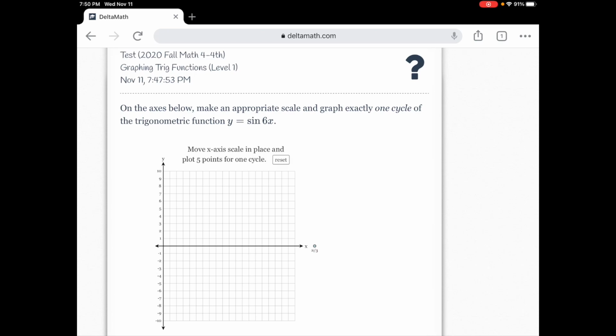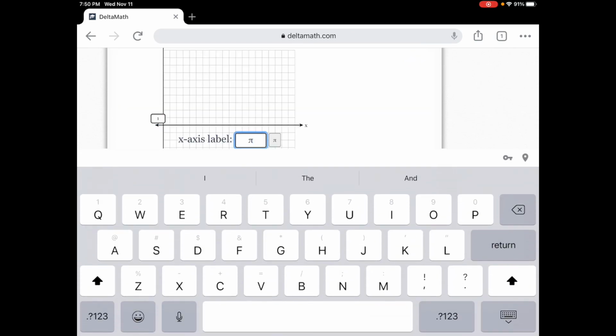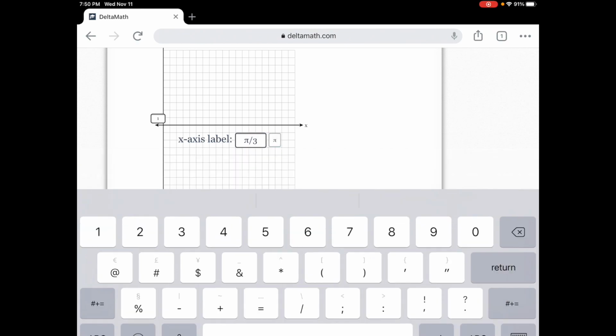And we have to place 5 points on our graph. Now, remember, when you do a sine graph, you always want to start at 0. Our amplitude is 1, and we want to make sure that we go up to 1, back down to 0, down to 1, and then back up. Now, your graph can look completely different from mine. So 1, and then I put pi divided by 3 here.